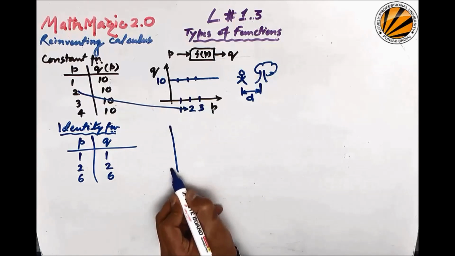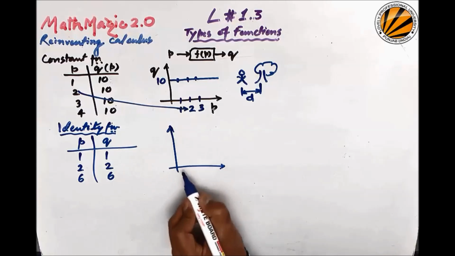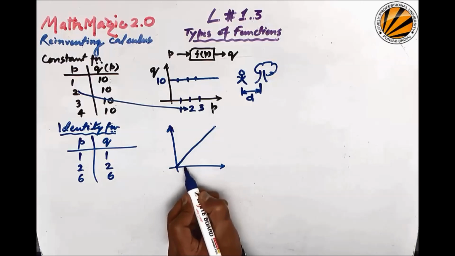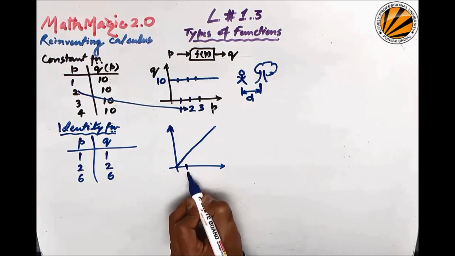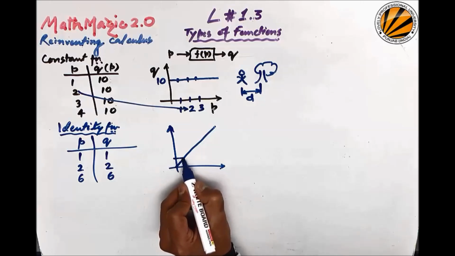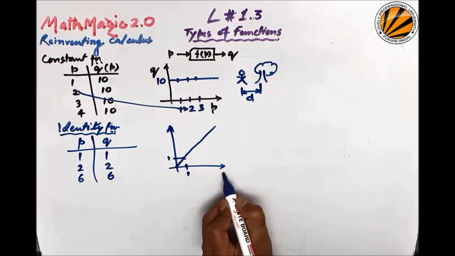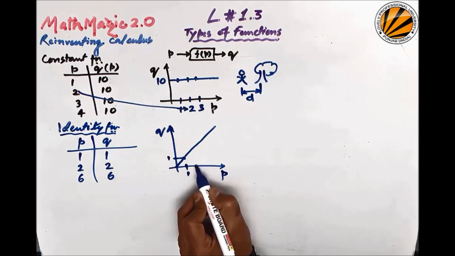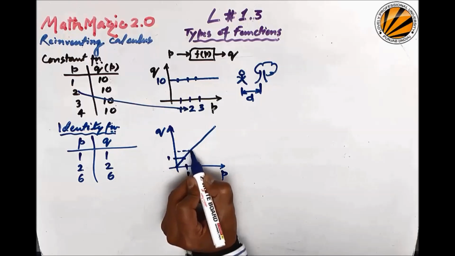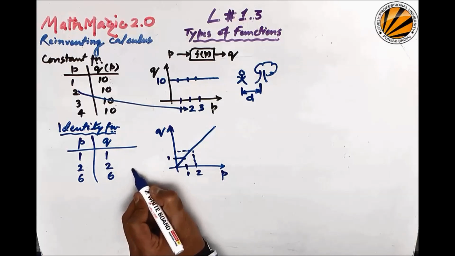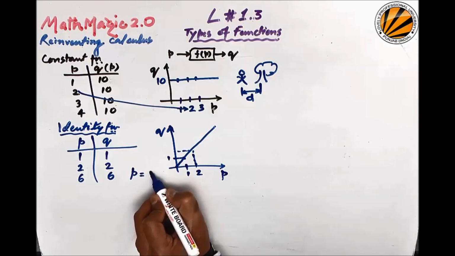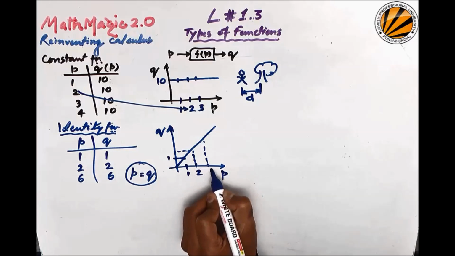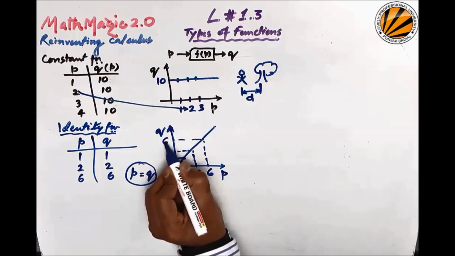If I plot this, once again it will be a linear line, a straight line, because it is varying evenly. The input is 1 and the output is also 1. The input is p and the output is q. If the input is 2, the output is again the same. So the function states that input is equal to output. This is nothing but the identity function. The input becomes 6 and the output is also 6.